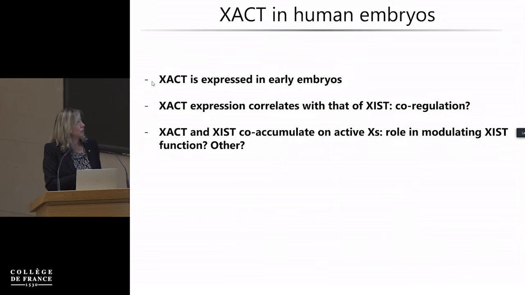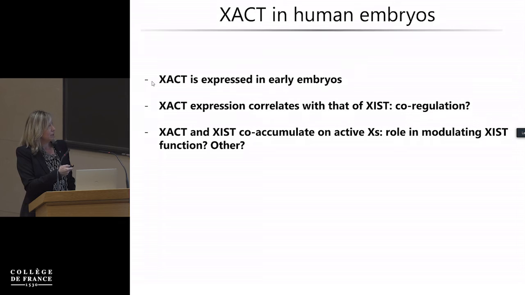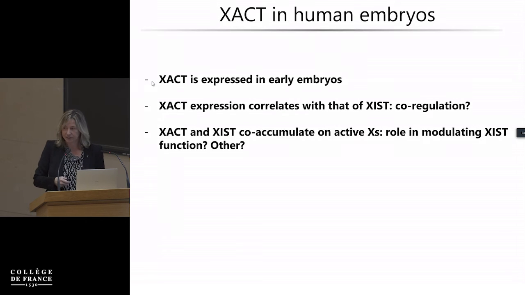So what we know so far is that XACT is expressed in early embryo. Actually, the expression of XACT is turned down when differentiation proceeds, so it's really restricted to early development with some exceptions. So its expression correlates with that of XIST, suggesting co-regulation, co-function. I mean, we have no idea yet. And the fact that they co-accumulate on the active X, and based on the results that we obtained in the heterologous system, we wonder whether XACT could modulate the function of XIST, the ability of XIST to silence the chromosome, or whether it does anything else or anything at all.